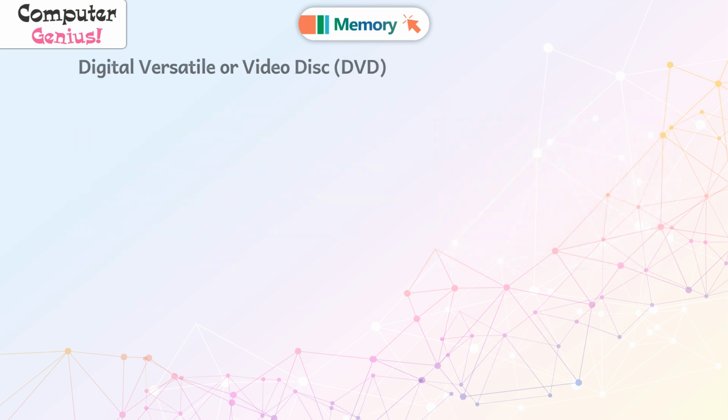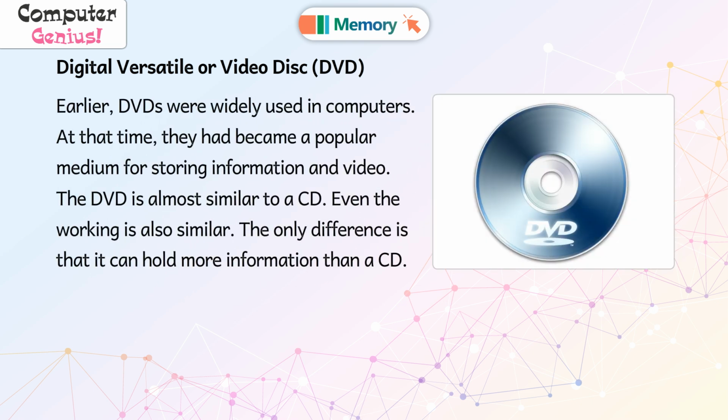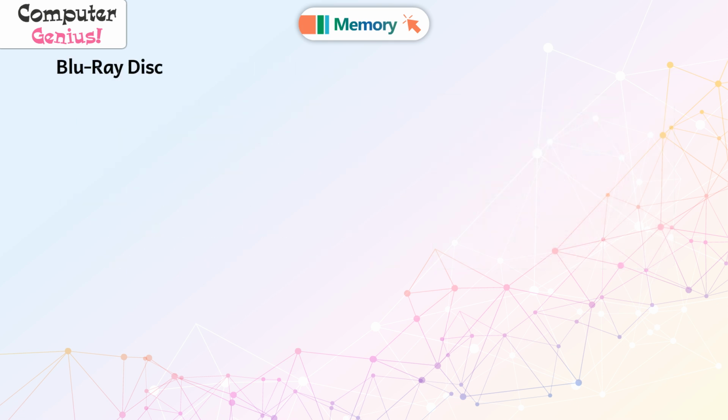Types of CDs. Digital Versatile or Video Disc, DVD. Earlier, DVDs were widely used in computers. At that time, they had become a popular medium for storing information and video. The DVD is almost similar to a CD. Even the working is similar. The only difference is that it can hold more information than a CD.